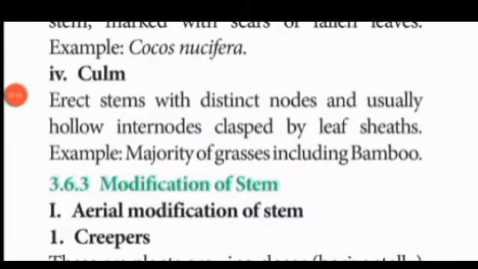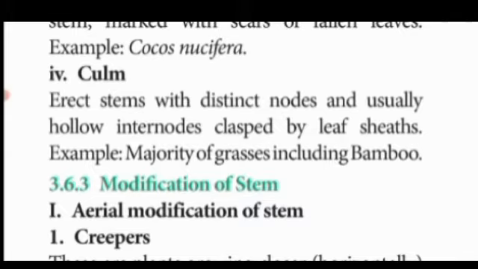The next type of stem is a culm. In a culm, the erect stem has distinct nodes. The nodes are clearly visible. Nodes are the regions where the leaf is attached, and the internodes are usually hollow. The distance between two successive nodes is called the internode. The internodes are hollow and clasped by a leaf sheath.